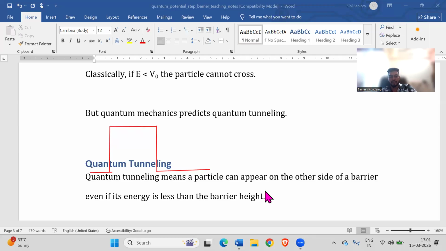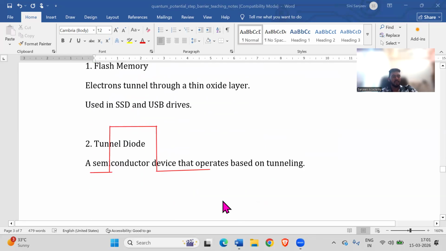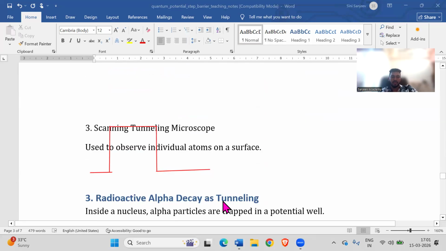A simple real-time example I'll tell you: flash memory. Those who are into computer science and gadgets will know what flash memory is. In flash memory, there are layers of oxide, and the electron tunnels through the oxide layer. This is used in our USB drive, SSD, and everything. This is basically called a tunnel diode, a semiconductor device which operates based on tunneling. Then the scanning tunneling microscope is used to observe individual atoms on a surface.